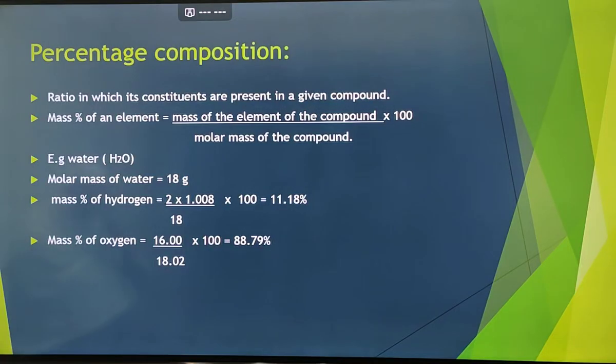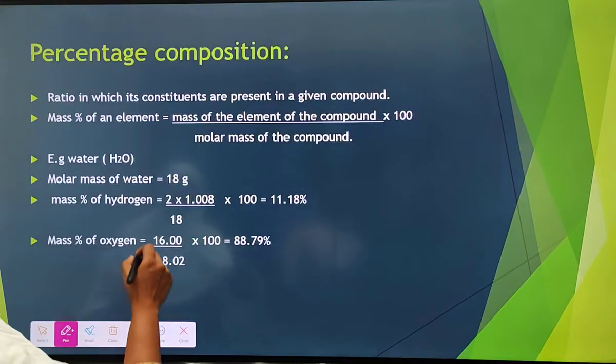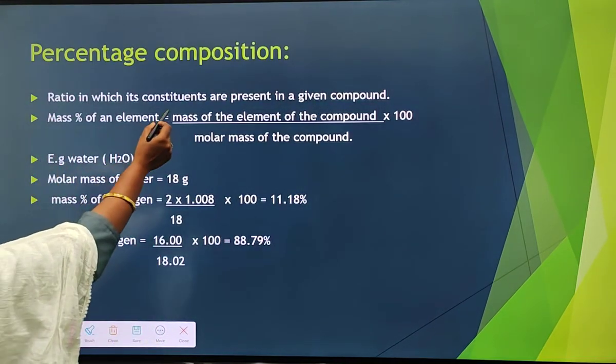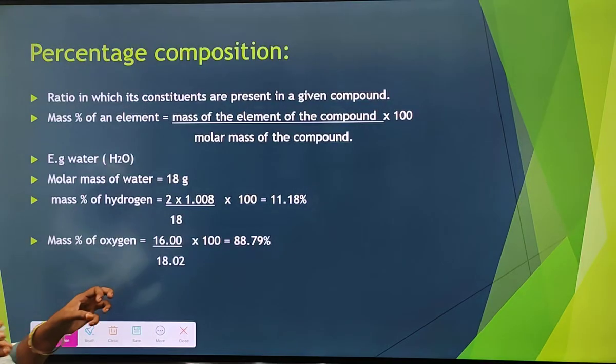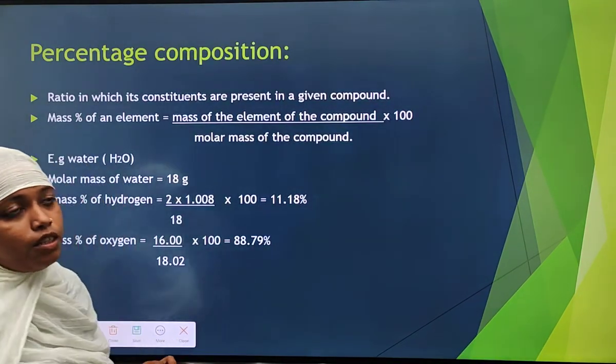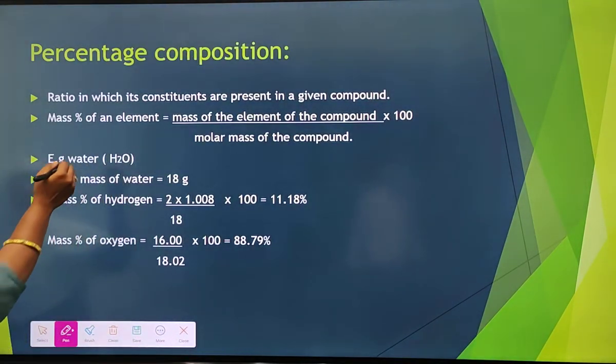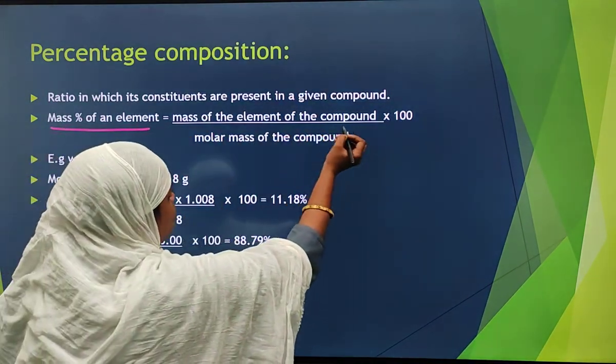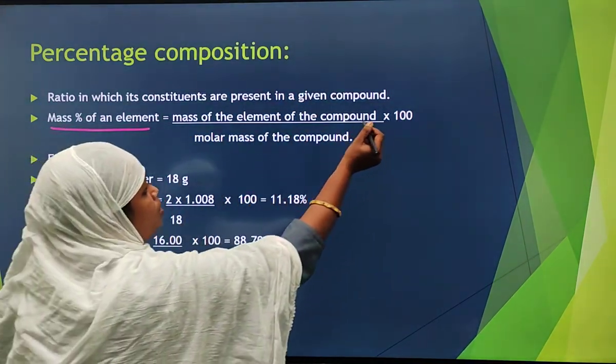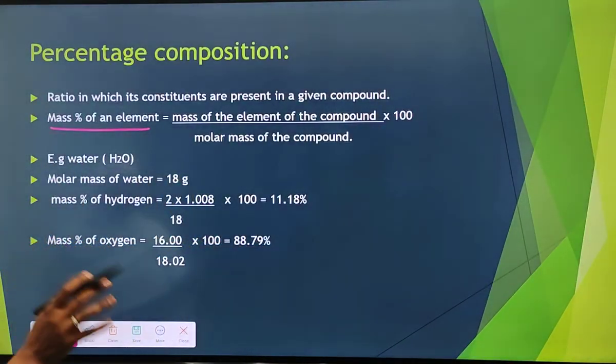Now, moving further, we'll come to percentage composition. Percentage composition is the ratio in which the constituents are present in a given compound. So how will we find this? The percentage of an element is the mass of the element in the compound upon the molar mass of the compound into 100.